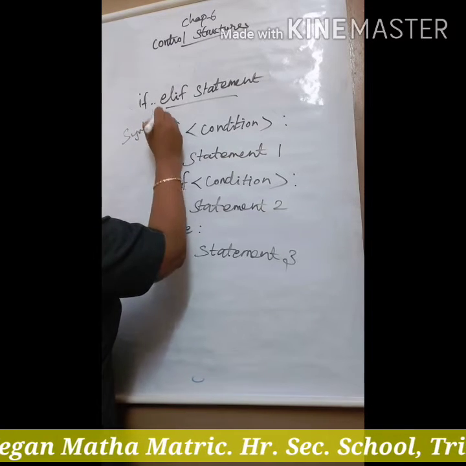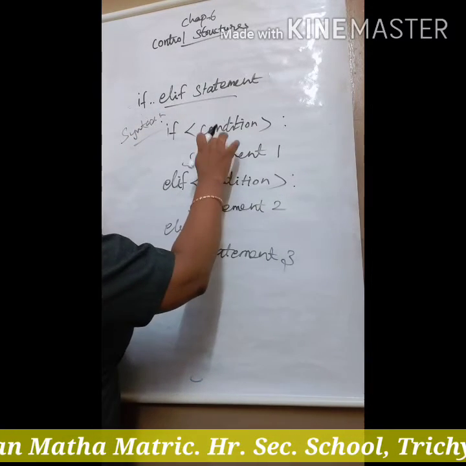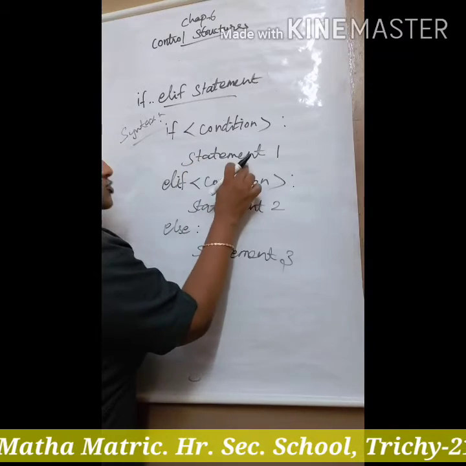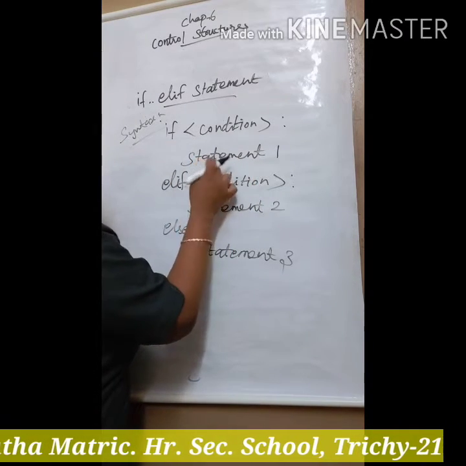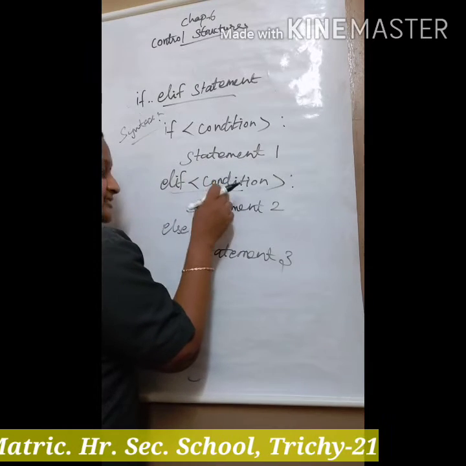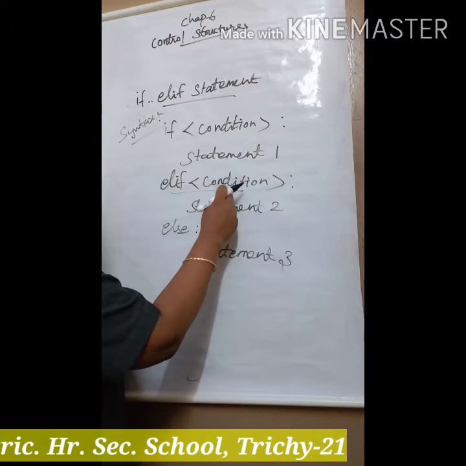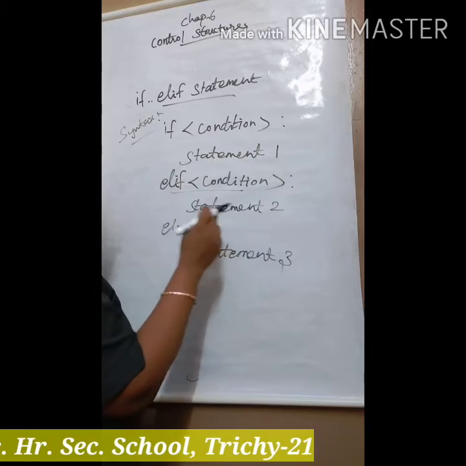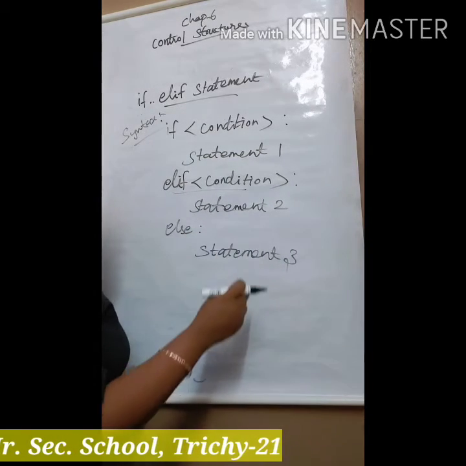So here it checks the first condition. If the condition is true, it displays the true part. If the condition is false, it comes to another if statement. Here again it checks the condition. If the condition is true, it displays statement 2, else it displays statement 3.